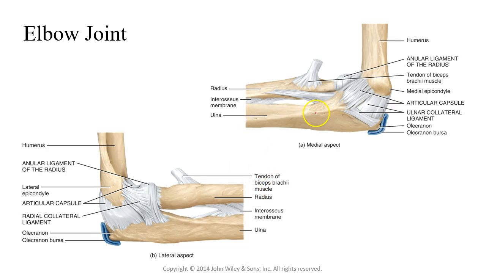At the elbow, we have a few ligaments to take a look at. Ulnar collateral ligament. We are connecting the ulna to the humerus. And the radial collateral ligament, connecting the radius to the ulna and humerus. And then we have a bursa, the olecranon bursa.